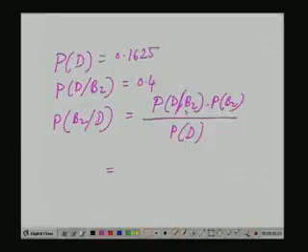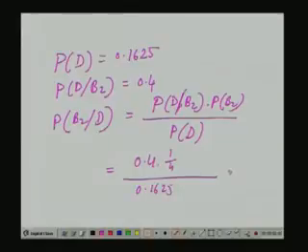These were given that the box was B2, the probability of this being defective was 0.4, probability of B2 is 1 by 4 as we know. So, this is 0.4 into 1 by 4 divided by P(D), which is 0.1625. I think this turns out to be 0.615. All right. So, this is the answer.